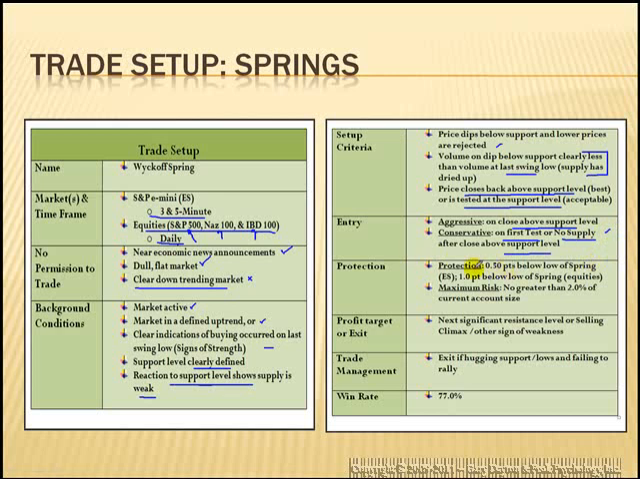Then specify your protection. Where are you going to put your stop? A half a point below the low of the spring, a point below the low of the spring in equities. Again, don't risk too much on this, and that's going to be a function of your current account size.